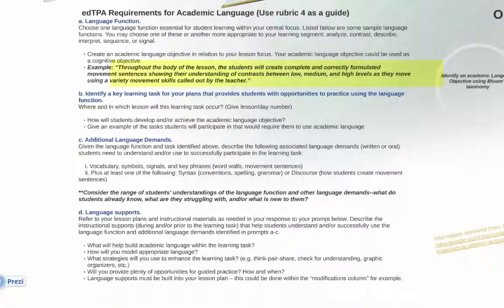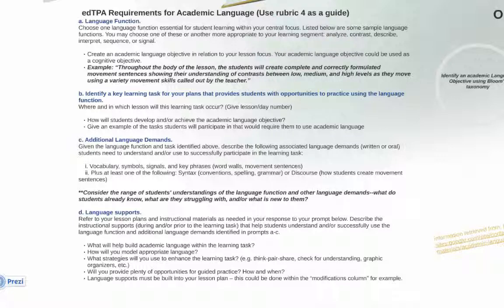Here's an example. Throughout the body of the lesson, the students will create complete and correctly formulated movement sentences, showing their understanding of contrast between low, medium, and high levels as they move using a variety of movement skills called out by the teacher. There's definitely a central focus to what the students are going to be doing, and they're using the academic language there. Creating, you see that. Contrast, you see that language function, contrast, that's in there.